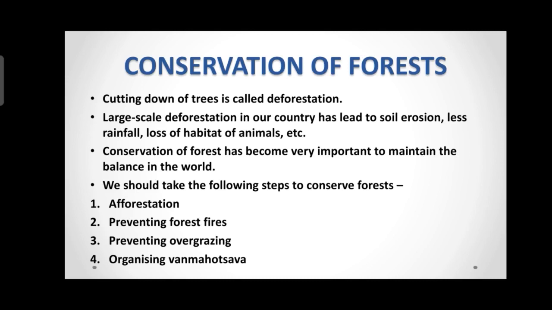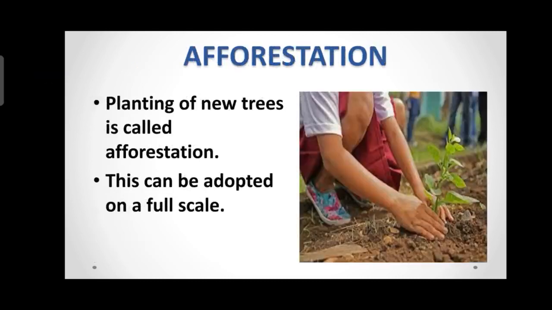Now we are going to discuss a few steps to conserve forests. The first is afforestation, then preventing forest fires, preventing overgrazing, and the last, organizing Van Mahotsavs. Afforestation. Planting of new trees is called afforestation. This can be adopted on a full scale. By afforestation, we will be able to provide an alternative source of tree products and we can protect the wild animals also.